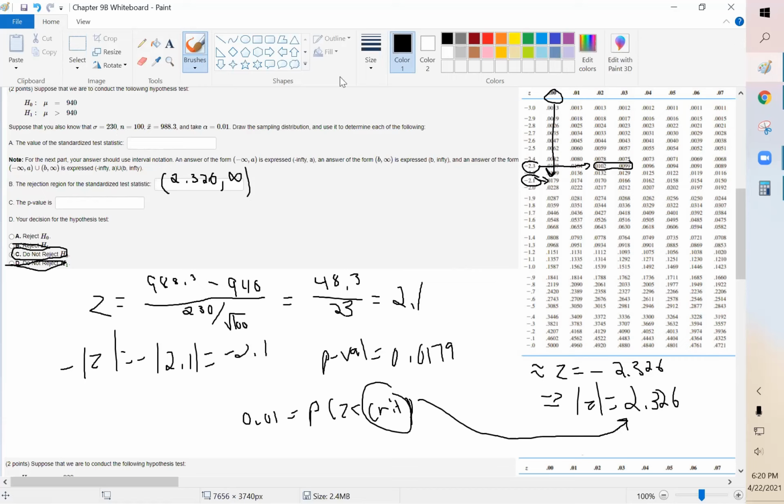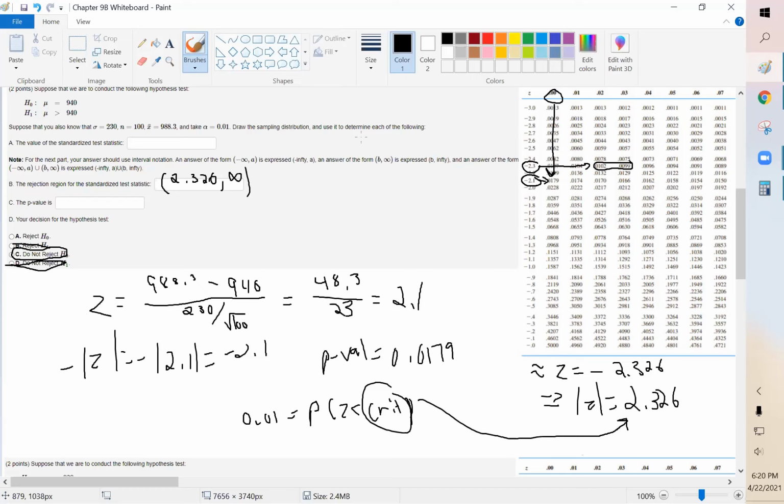So before I continue to the next example, are there any questions about this process that I have used here? And just to give you an interpretation, because I'll ask you to interpret these things, an interpretation of this hypothesis test is that we would say we failed to reject the null hypothesis that mu is equal to 940.